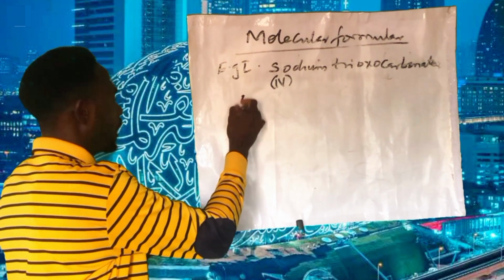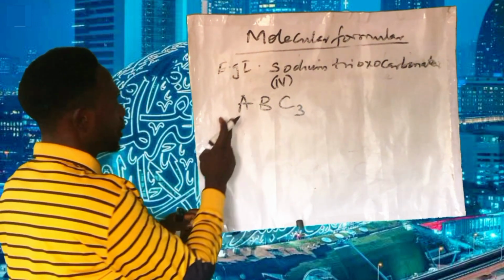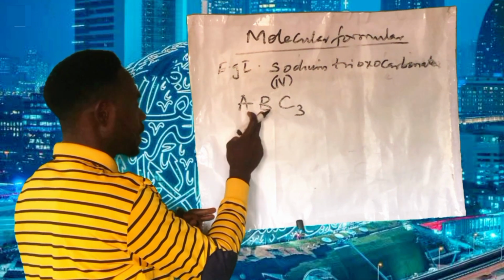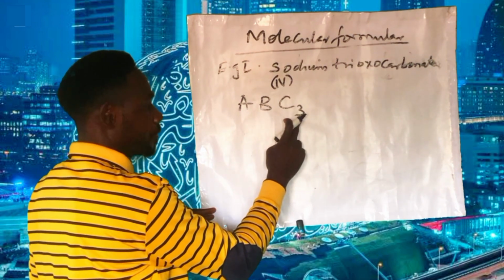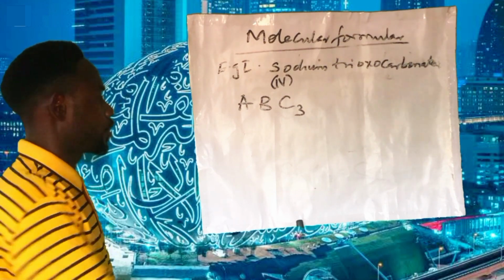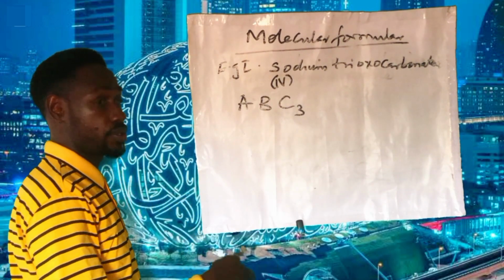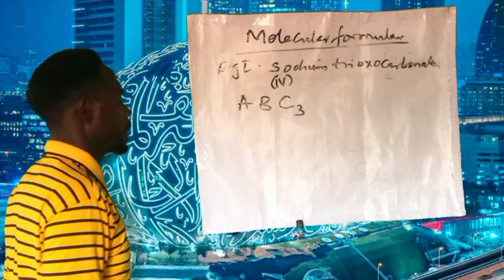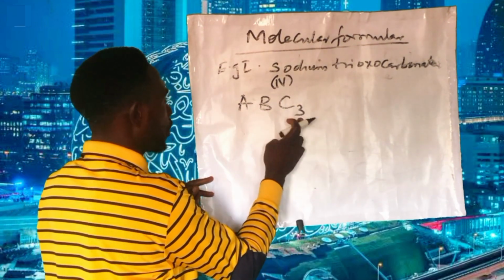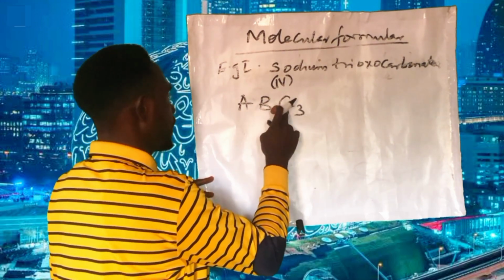If we have A, B, C, 3, this means A tri C. You call A to the fullness, jump B, call the number here. If it is 3, you say tri. If it is 4, you say tetra. If it is 2, you say di. If it is 5, you say penta. If it is 6, you say hexa. If it is 7, you say hepta. Okay, so A, B, C. You call this A, jump B, and call this number: tri A, tri C, B rate.